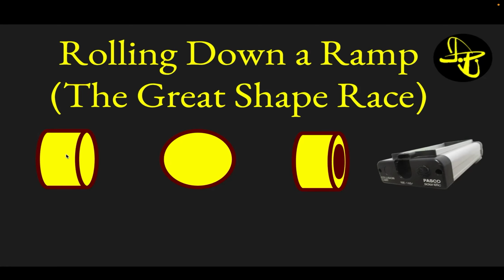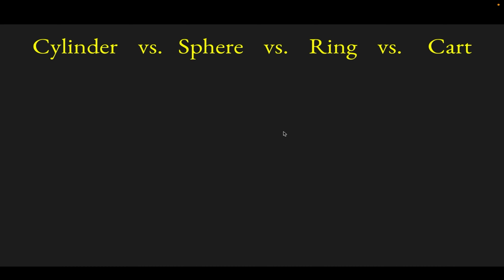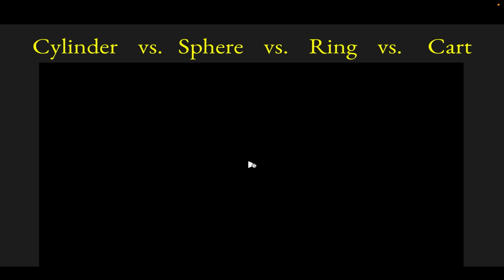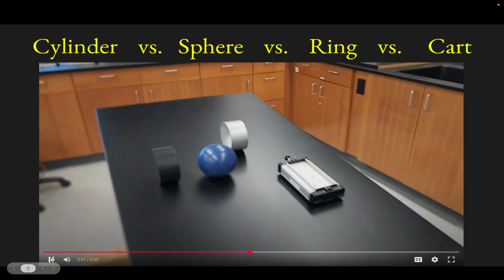We have a little competition between these four items, rolling them down a ramp. The competitors here are going to be a cylinder, a sphere, a ring, and a rectangular cart with really tiny wheels. So let's take a look at what happens if we have this little race. Again, we've got the cylinder, the sphere, a ring, and then a cart with very, very tiny wheels. So let's check this out.